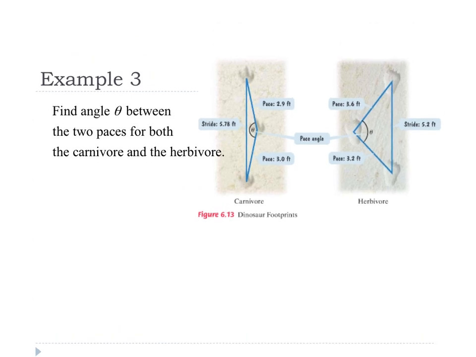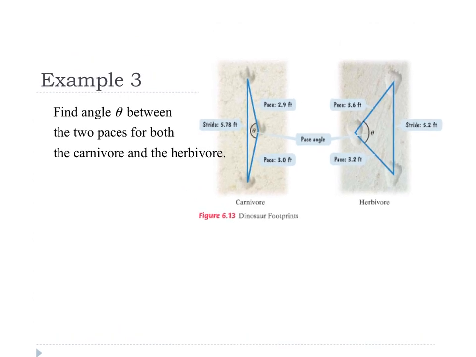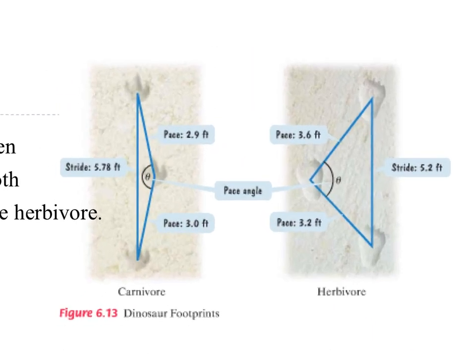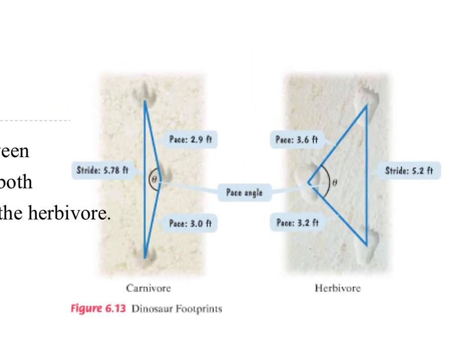All right, so this one, again, it's almost like a regular easy problem disguised as a word problem. It just says find angle theta between the two paces for both the carnivore and the herbivore. So you get given two triangles. Both of them have all three side lengths. So this is side, side, side. And for both of them, they want where theta is. So if I label this A, B, and C, and this A, B, and C, then I'm solving for A for both triangles. So go ahead and do that.